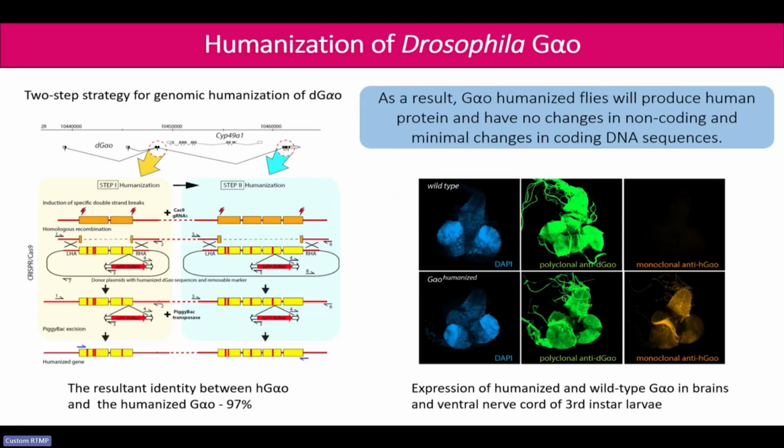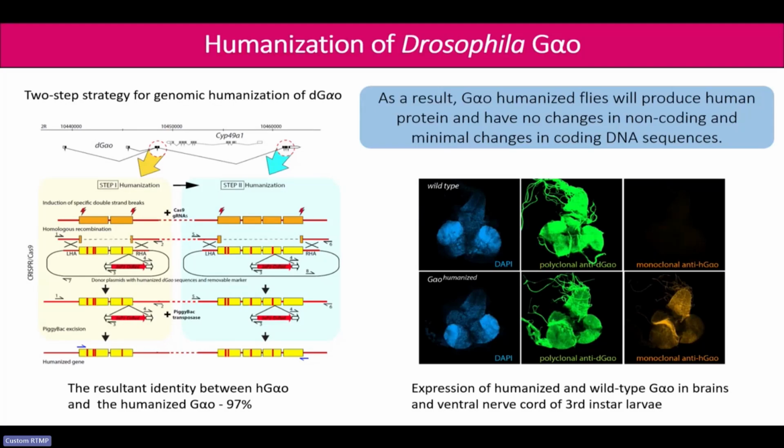So finally we produced human protein without other changes in the Drosophila genome. We saved the regulatory regions and most of the Drosophila DNA.